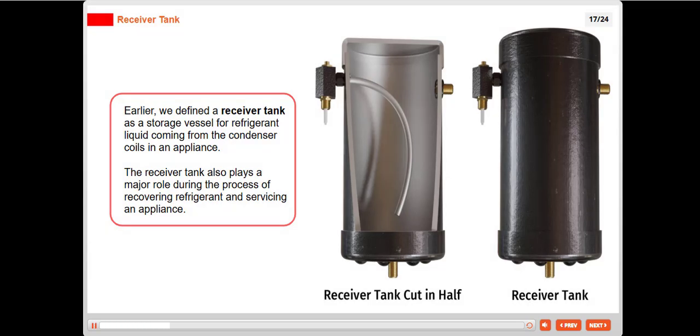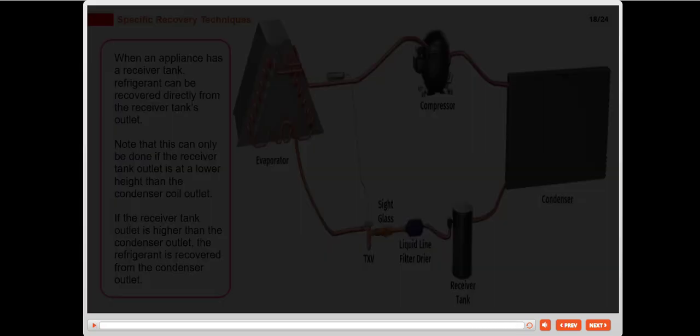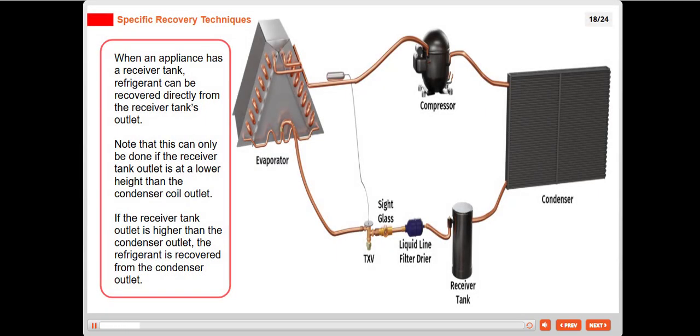Earlier, we defined a receiver tank as a storage vessel for refrigerant liquid coming from the condenser coils in an appliance. The receiver tank also plays a major role during the process of recovering refrigerant and servicing an appliance. When an appliance has a receiver tank, refrigerant can be recovered directly from the receiver tank's outlet. Note that this can only be done if the receiver tank outlet is at a lower height than the condenser coil outlet. If the receiver tank outlet is higher than the condenser outlet, the refrigerant is recovered from the condenser outlet.